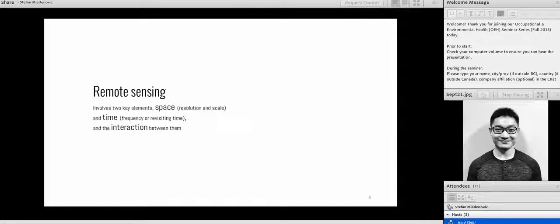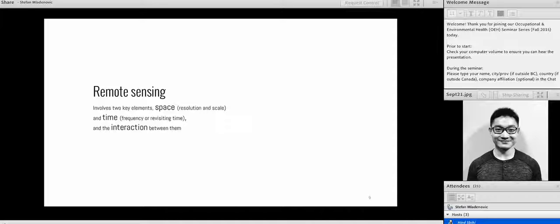So there are two very important elements of remote sensing, and also of the universe: space and time. Often we're dealing with space, also known as resolution or scale. By resolution here, I mean the spatial resolution, which is the size of the pixel.